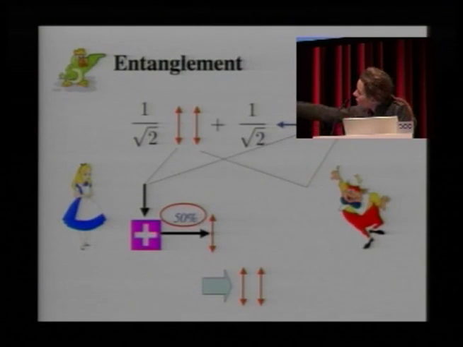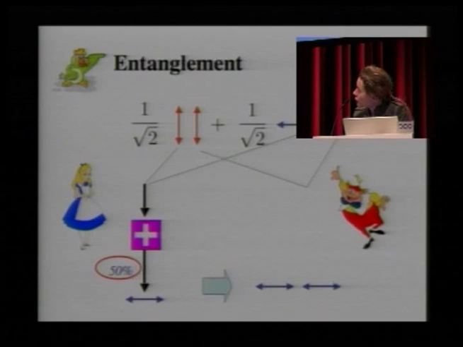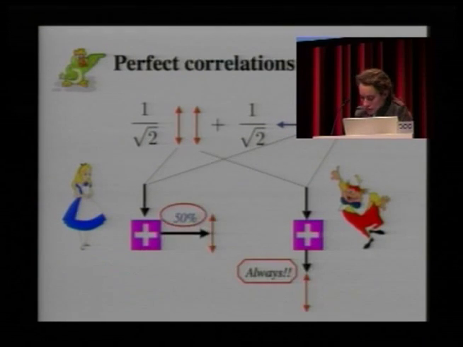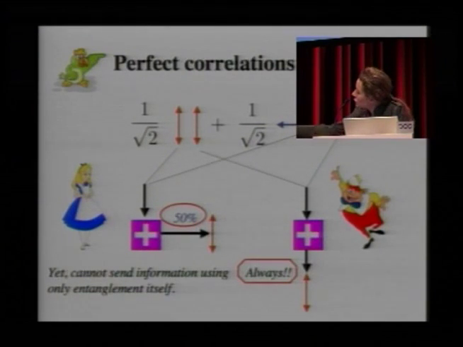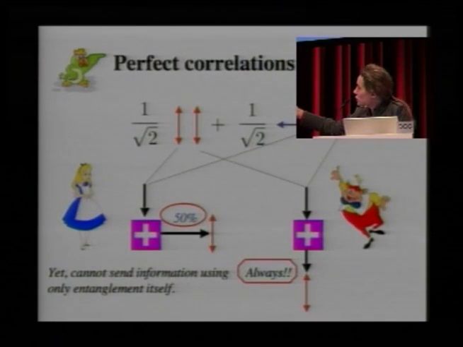So in fact, if Alice sees a red, then she knows that Bob, whenever or however far away he might be, if he also measures this state, will exactly also see a red. She just knows this. And of course, you can play the same game with the other outcome: if Alice saw blue, then Bob will always see blue as well. Now note, though, that we haven't transferred any information. Only Alice knows what Bob's outcome will be.